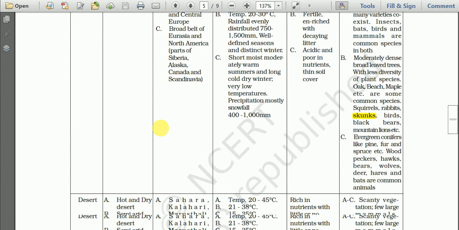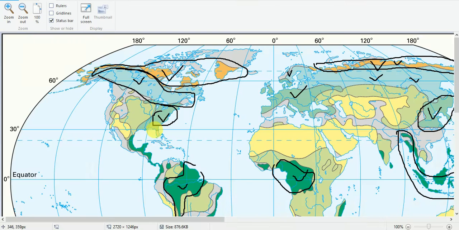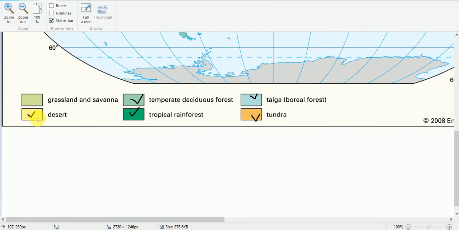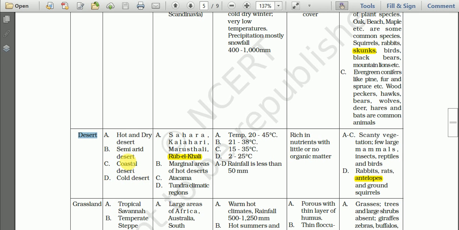So next we have desert biomes. Here also you can see this map, the yellow color one. See here, desert location is here. So these are yellow, and here also. Desert biomes, first let us read. We have 4 subtypes of desert biomes: hot dry desert, then semi-arid desert, then coastal desert, and cold desert. So these are the subtypes of desert biomes.